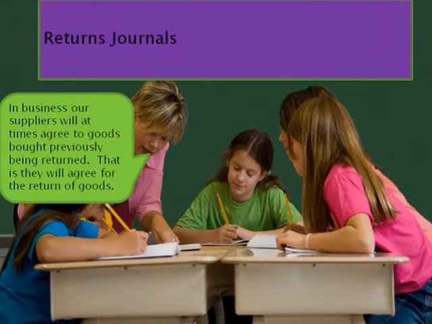I hope you would have viewed the clip about the returns inwards journal already and before now, and you'd have written down your notes, as now we would look at something called returns outwards. In business, our suppliers will at times agree to goods bought previously being returned. That is, they'll agree for the return of goods to them. This time we're talking about what? Suppliers. The time before, as returns inwards, we're talking about what? Customers. So when you see goods being returned to suppliers, we are dealing with returns outwards.